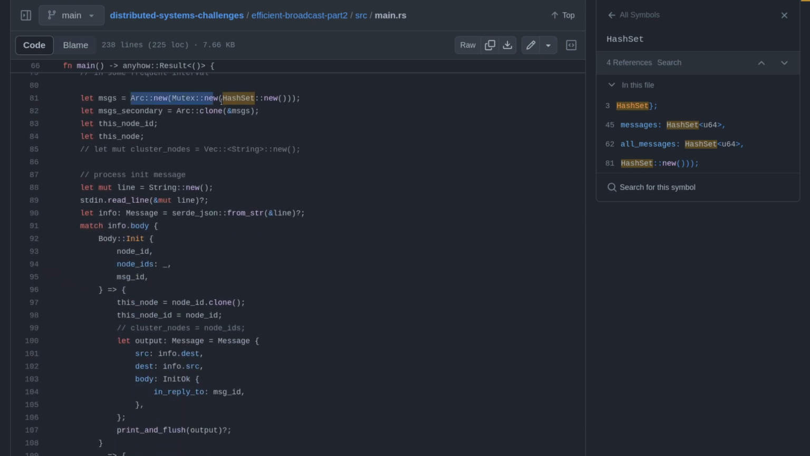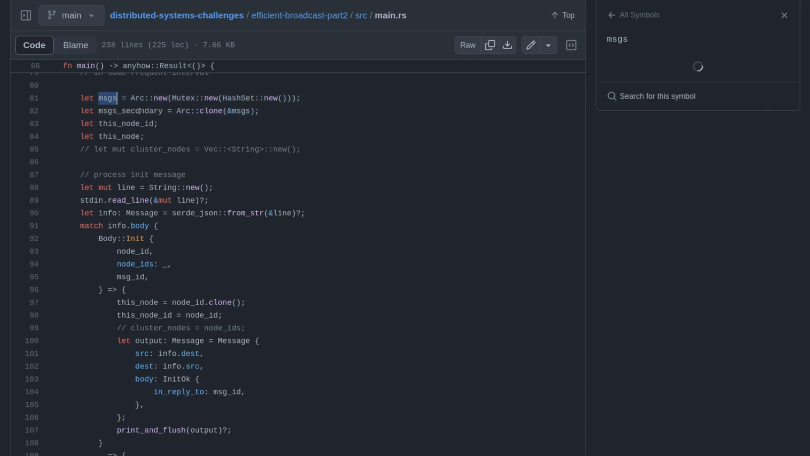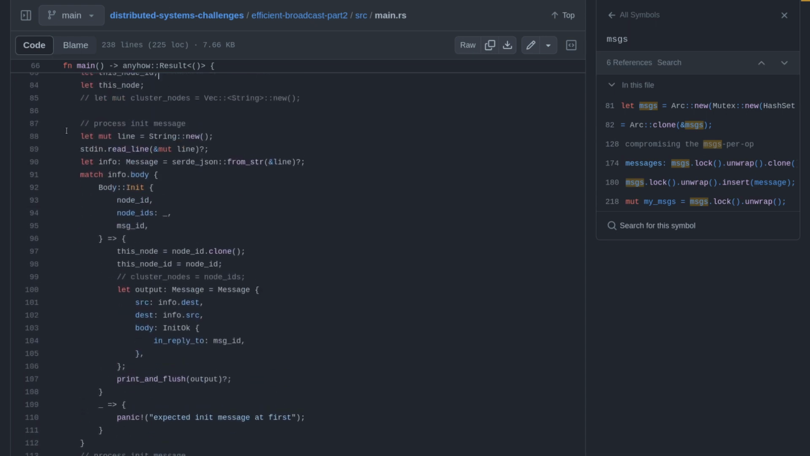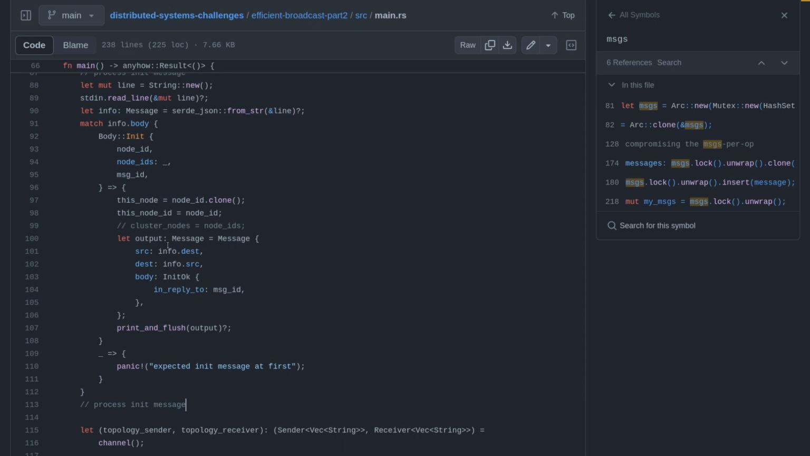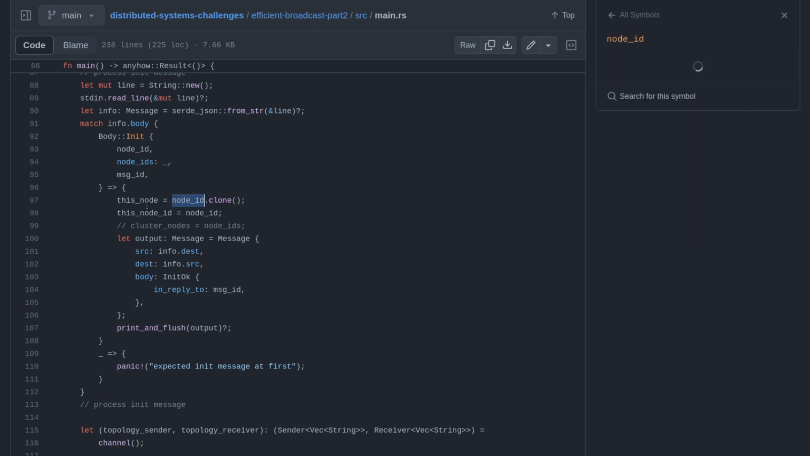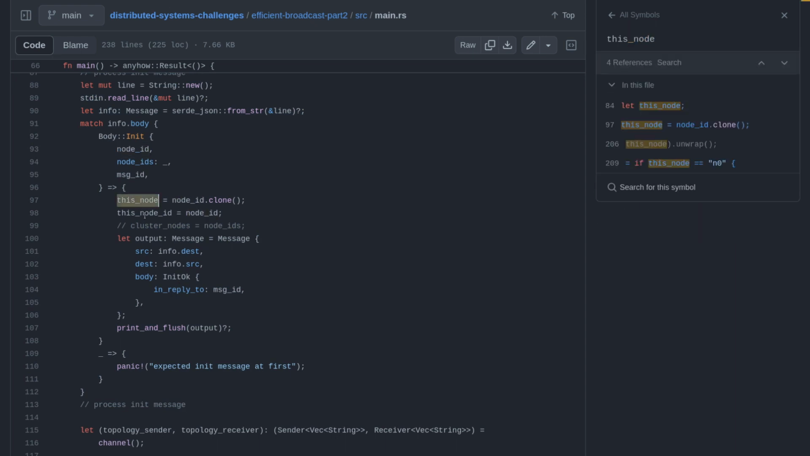This thing we saw earlier, we need to have two references. One goes to the secondary thread and one goes to the main thread. In this code, we are processing the init message. We are extracting the node ID of the current node and all the nodes in the cluster. We don't need that because we already know we have nodes numbered from N0, N1 up to N24.